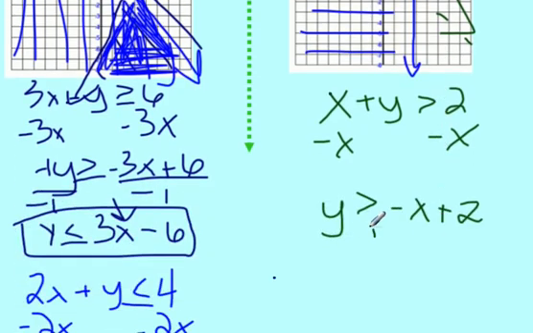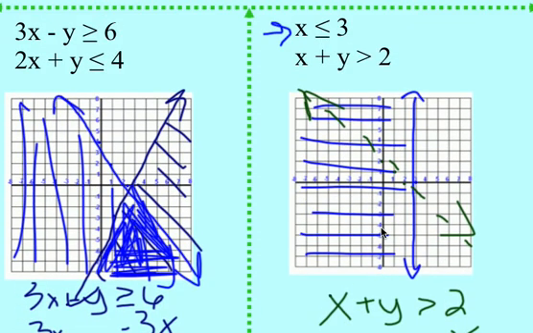And at the end result, the alligator is facing towards the y. So I'm going to shade up. Now, when I do that, I end up in this region right here. So this region right here is your final answer for number 4.